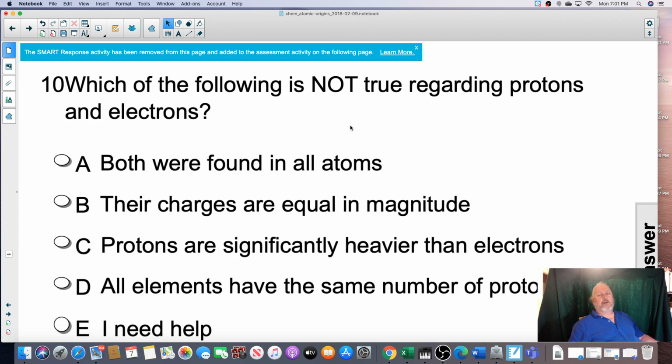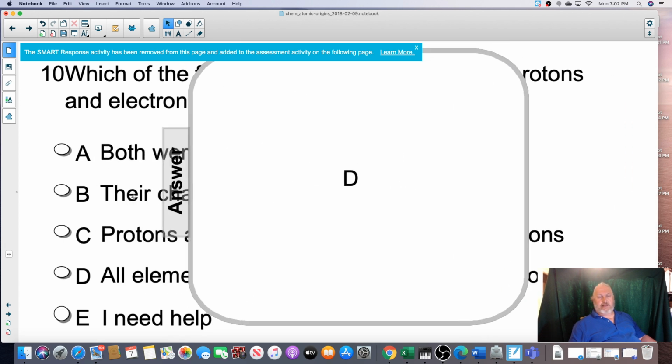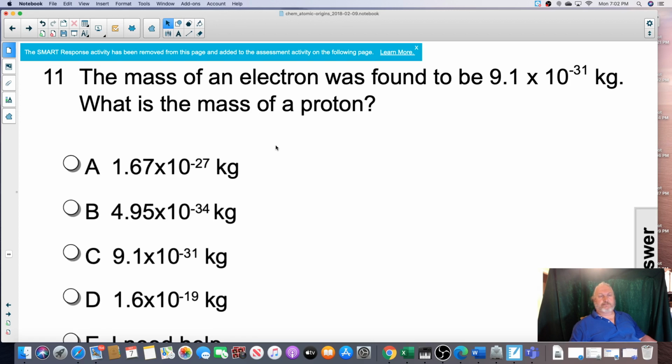Which of the following is not true regarding protons and electrons? Both were found in all atoms. Their charges are equal in magnitude. Protons are significantly heavier than electrons. True. All elements have the same number of protons. We know that is not true. Their charges are equal in magnitude. Yeah, they were found in all atoms. Yeah. So it has to be D. All elements have the same number of protons.